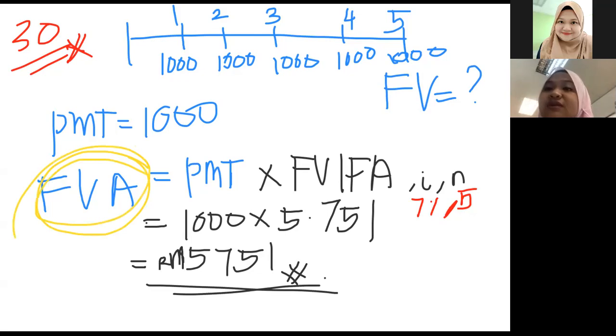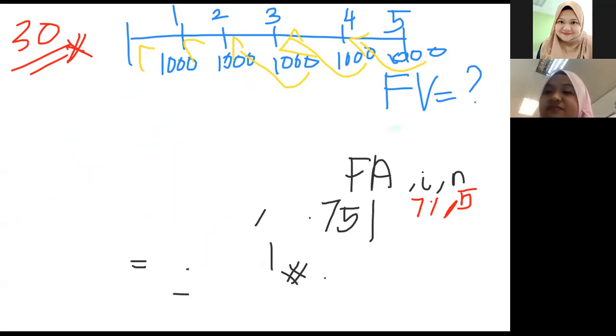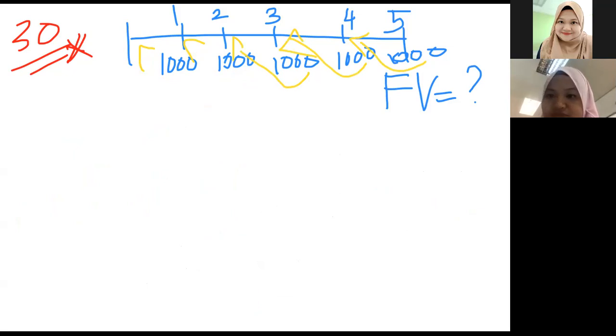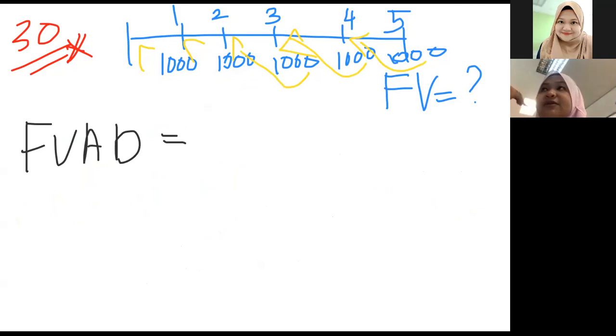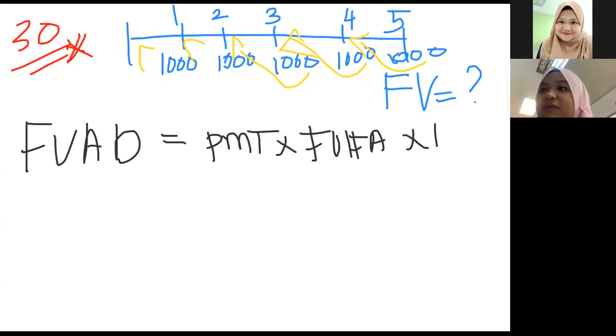Alright, what if this 1,000 ringgit happens at the beginning of each year? If this 1,000 ringgit happens at the beginning of each year, you need to use FVAD, because it is annuity due. So FVAD is payment times FVIFA times 1 plus I.